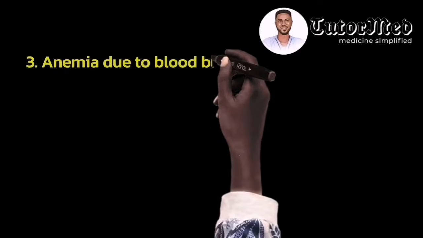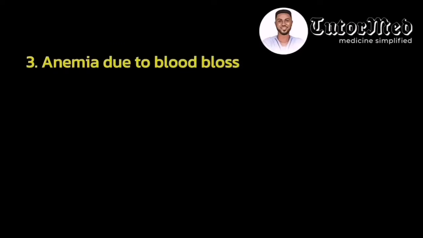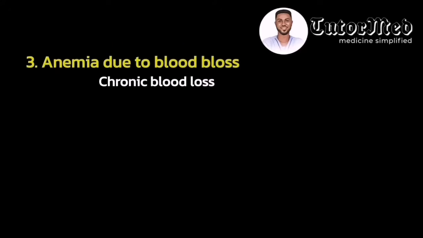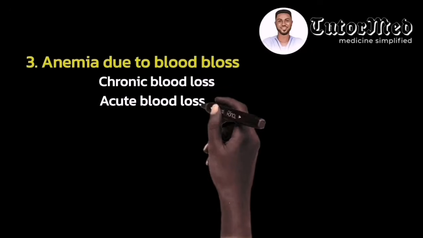The last classification is anemia due to blood loss. And the blood loss could be a chronic blood loss, which might result in iron deficiency anemia, or it could be an acute blood loss.